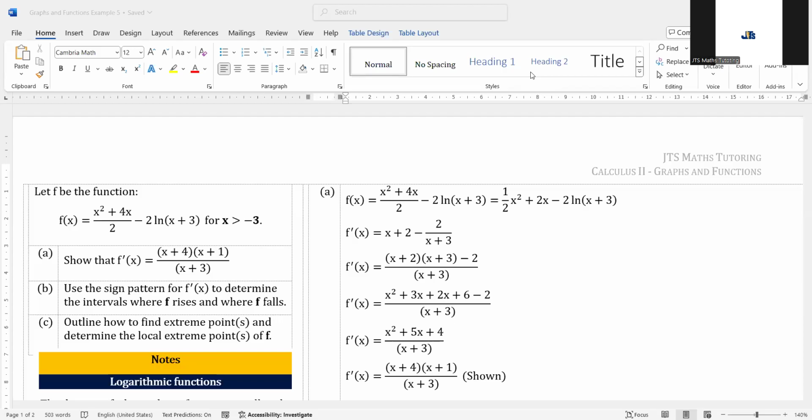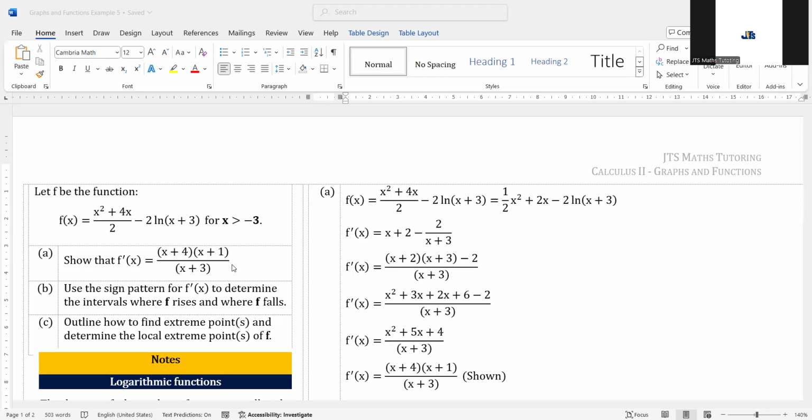Today, we are going to be looking at an example of graphs and functions. So we are given this question here. Let f be the function f of x is equal to x squared plus 4x over 2 minus 2 ln(x plus 3) for x is greater than negative 3. The first question: show that the first derivative of f of x is (x plus 4)(x plus 1) all over (x plus 3).